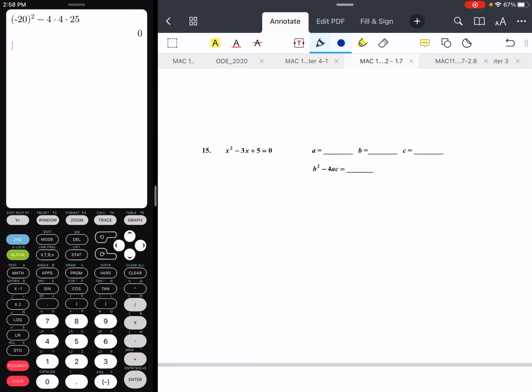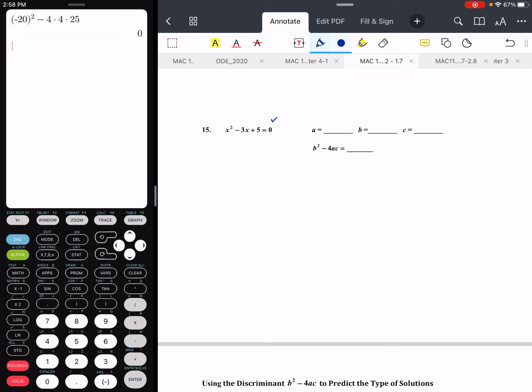All right, moving on to x squared minus 3x plus 5 equals 0. It's already set equal to 0, so I don't need to worry about that. So a is 1, b is negative 3, and c is positive 5. X equals negative of negative 3 plus or minus the square root of b squared, which is negative 3 squared, minus 4 times a, which is 1, times c, which is 5, whole thing over 2 times 1.